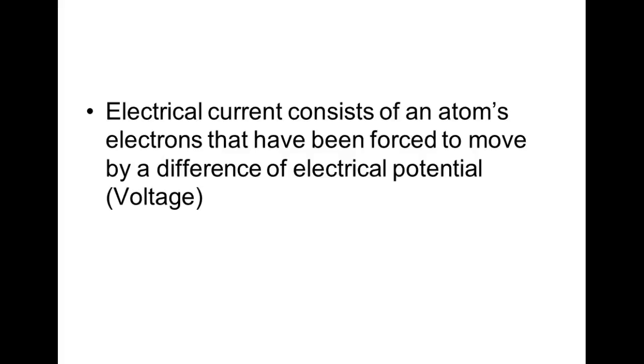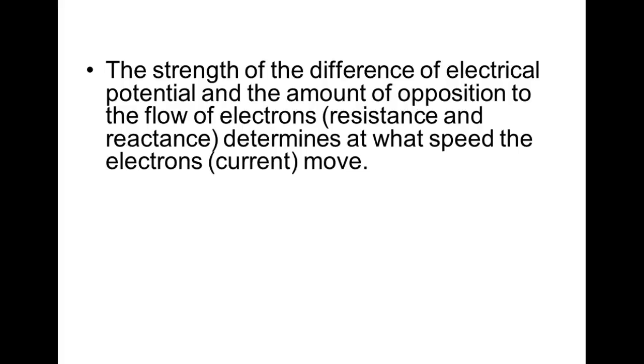And of course, once you've got the car in motion, what determines how fast it goes would be the opposition that the force is pushing against. Right? That makes sense. The strength of the difference of electrical potential and the amount of opposition that flows. Opposition to the flow of electrons determines at what speed the electrons move. So that's exactly like a car.